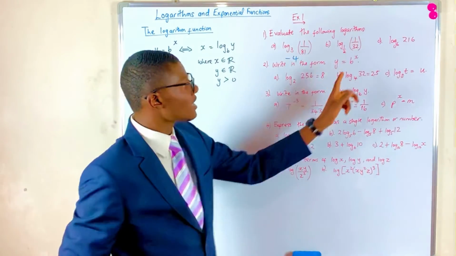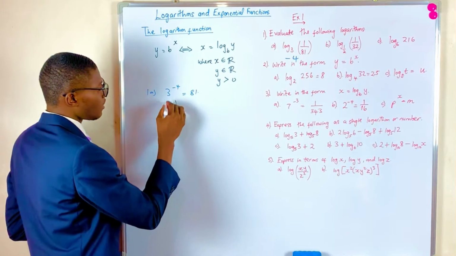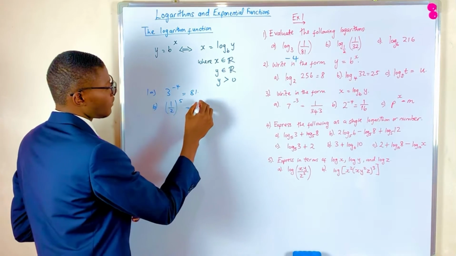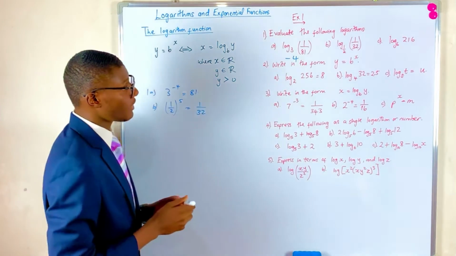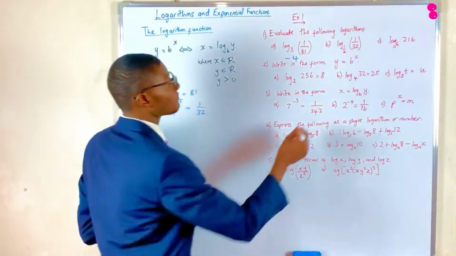Then log to base half of 1 over 32, we can raise half to the power of 5. This is the base, and here we'll get 1 over 32. So log to base half of 1 over 32 is simply equal to 5.